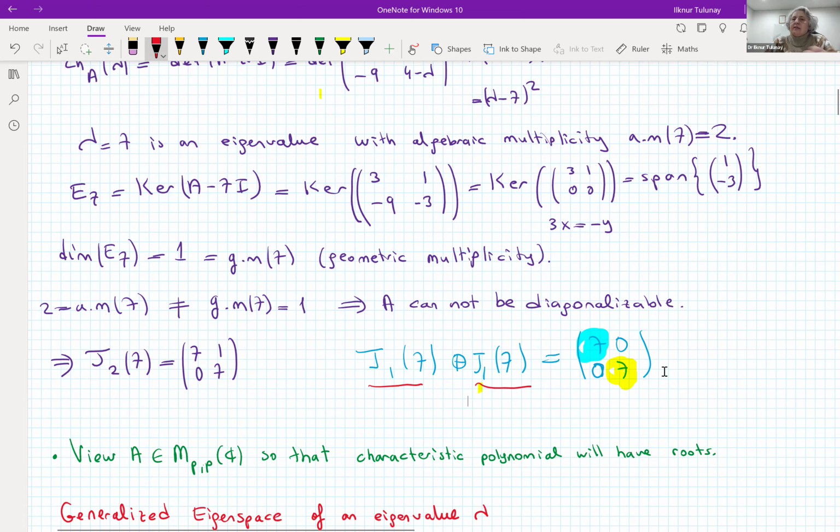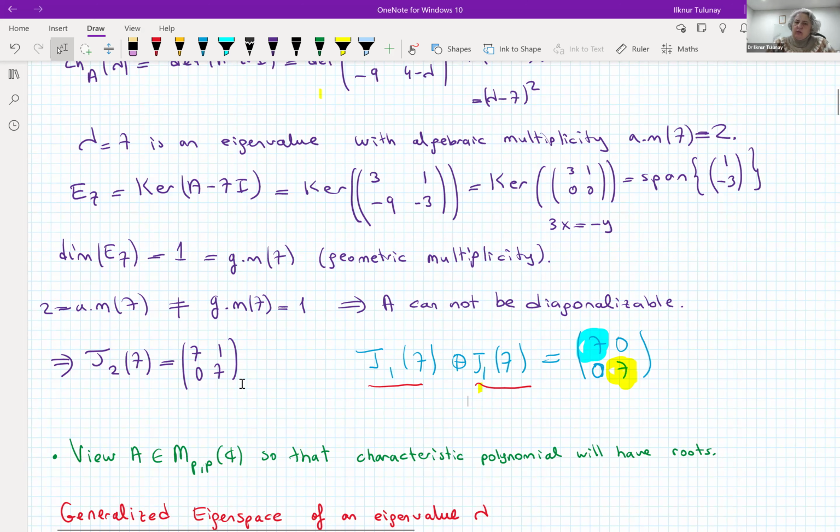And in that case, A will be diagonalizable. But here we found one eigenvector: geometric multiplicity is 1, whereas algebraic multiplicity is 2. We haven't found enough vectors to give us a basis for the whole space. Then A cannot be diagonalizable. We cannot do this. We have to think about this situation.